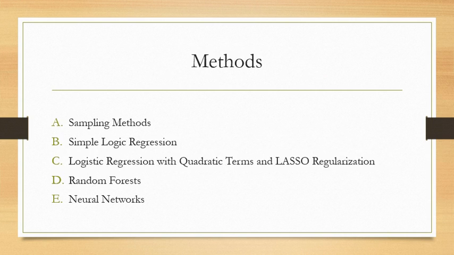So in his efforts to do that, he looked at different methods that he could use. He used sampling methods, simple logistic regression, logistic regression with quadratic terms and lasso regularization. He also used random forests and neural networks, in his efforts to find out the best way of looking at things and a better way of learning from the data that he had collected.